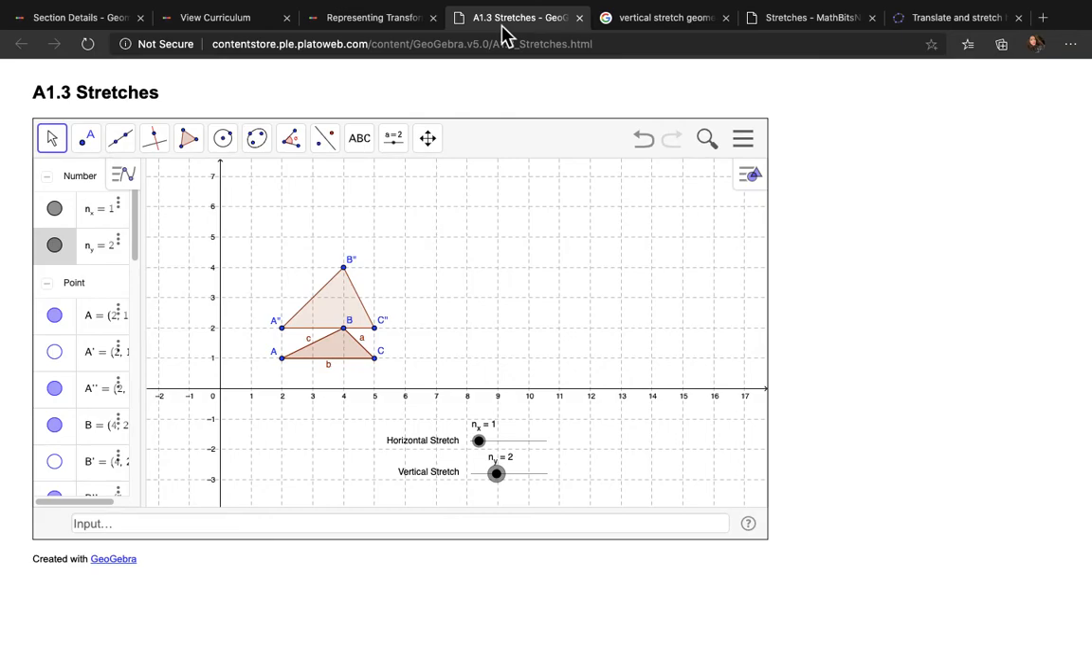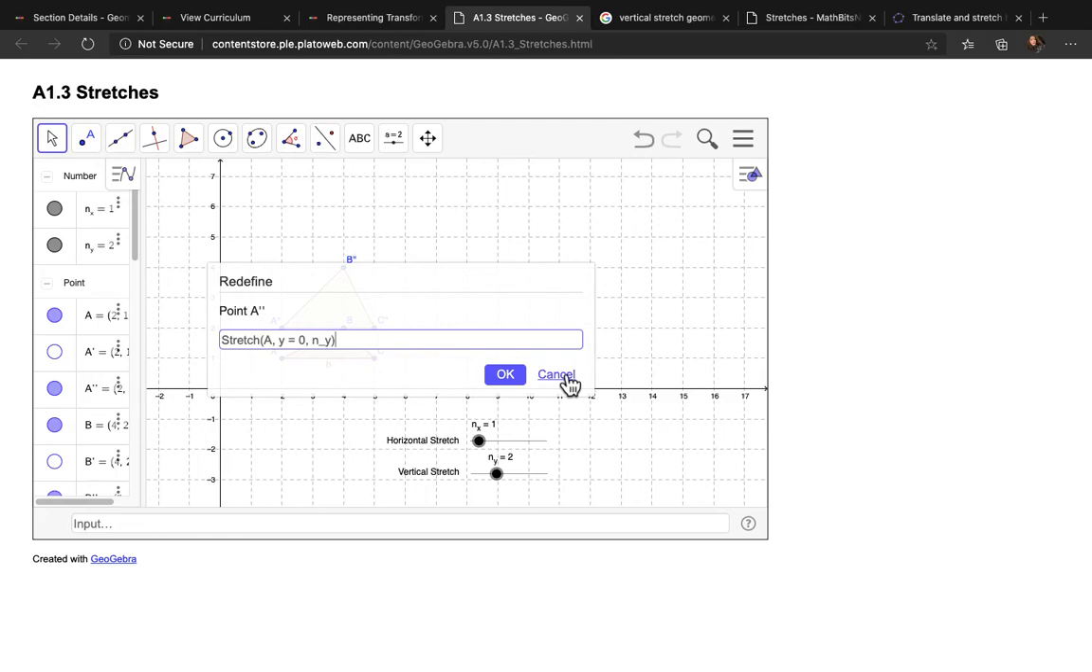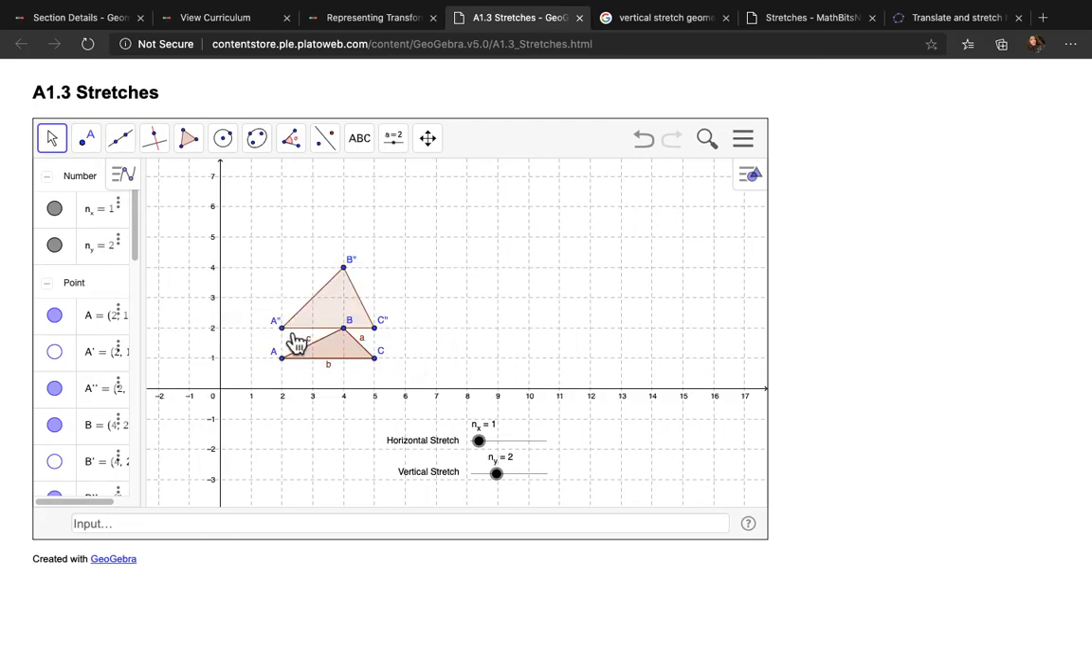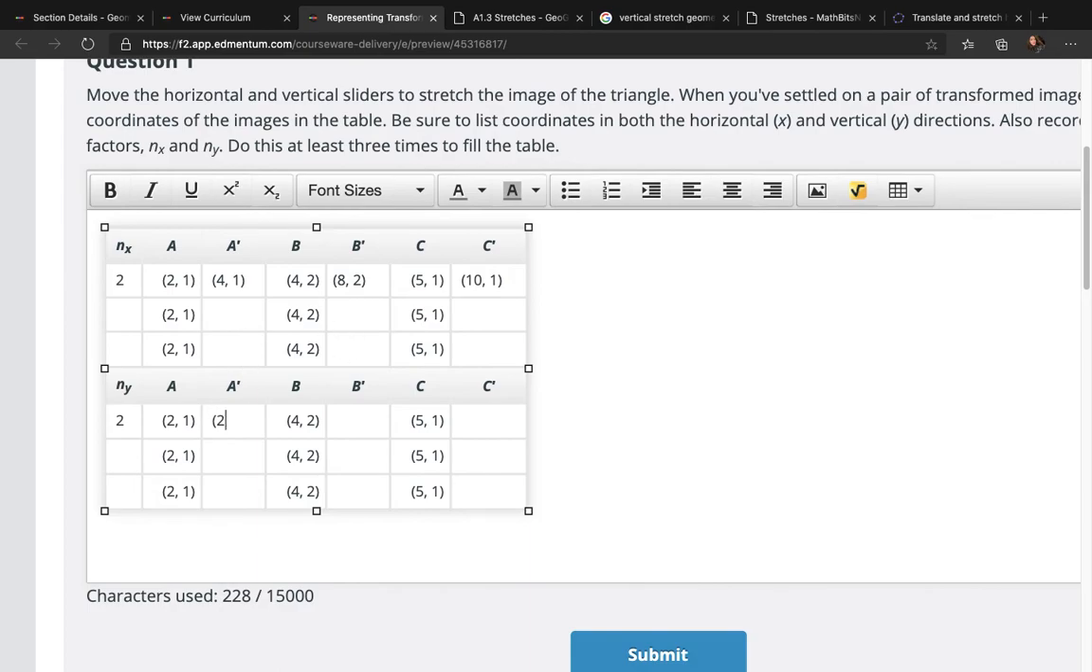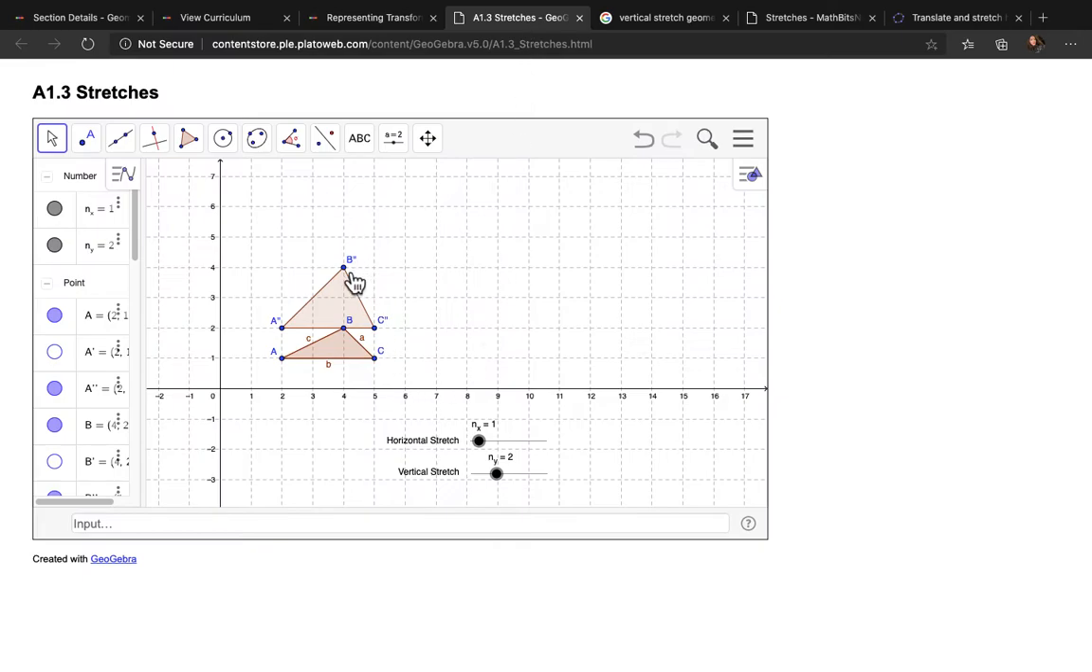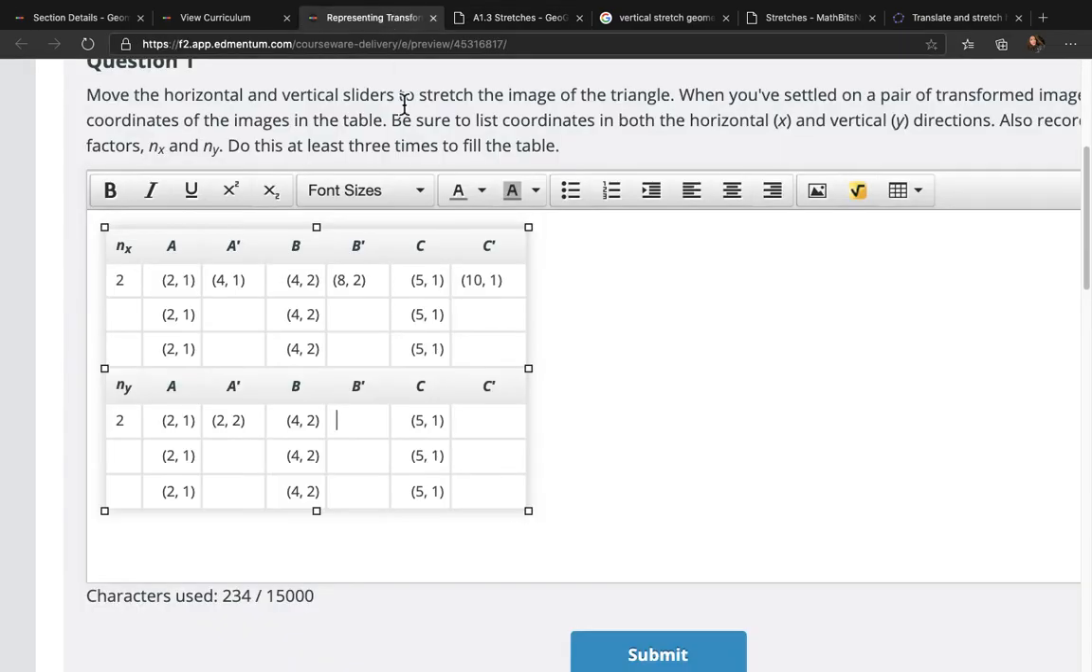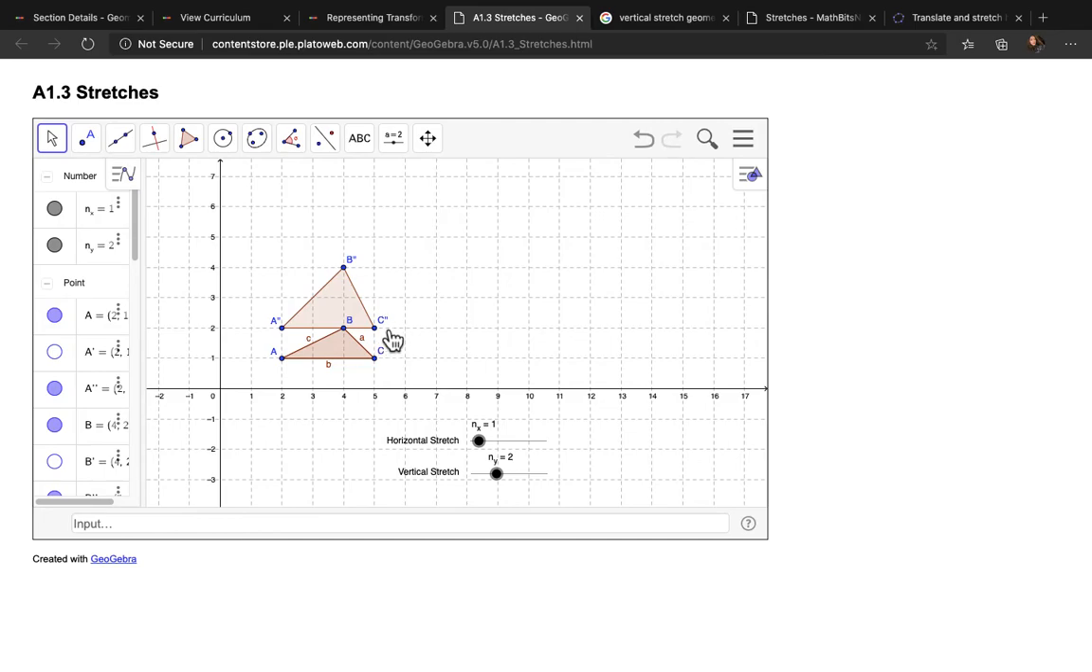And I'm going to repeat that same process. I'm going to find what A prime is, what B prime is, and what C prime is. If you look at A prime, I can't click on that, but just know that A prime is at positive 2, positive 2. B prime, here's B prime. B prime is at positive 4, positive 4. And C prime is at a positive 5 and a positive 2.